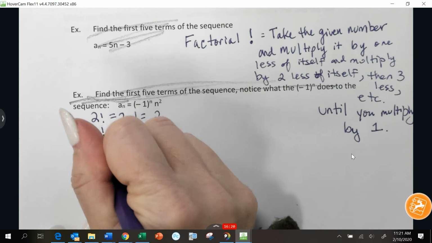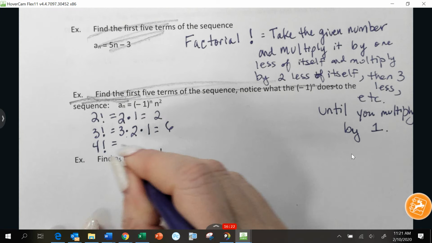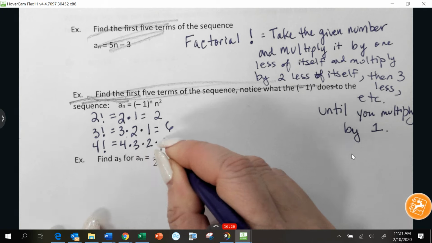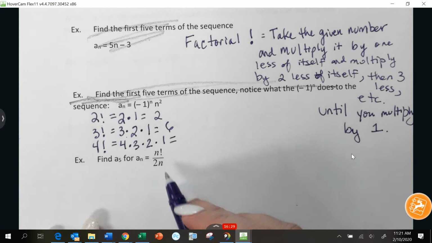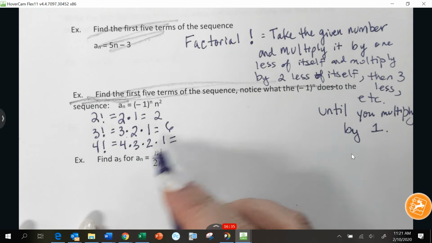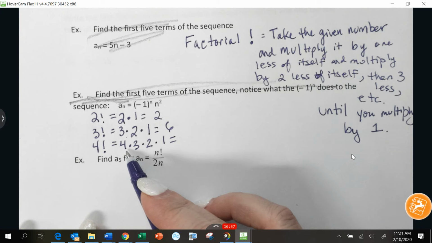4 factorial is going to be 4 times 3 times 2 times 1, which is what number? 3 times 2 times 1 is 6, times 4 is 24.